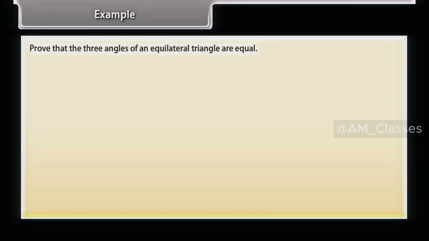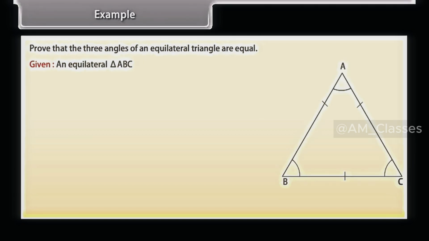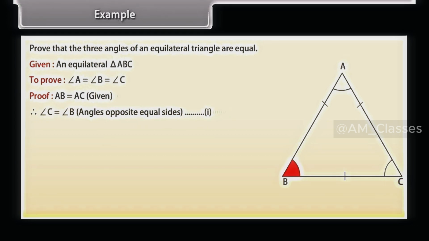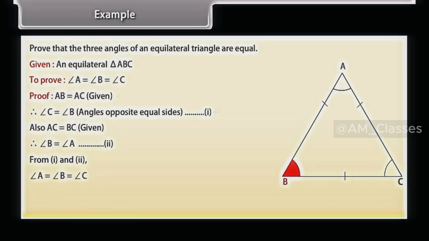Example. Prove that the three angles of an equilateral triangle are equal. Given an equilateral triangle ABC, we have to prove that angle A is equal to angle B, which equals angle C. Proof. AB is equal to AC, given. Therefore, angle C is equal to angle B because angles opposite equal sides are equal. Mark it as 1. Also, AC is equal to BC, given. Therefore, angle B is equal to angle A. Mark it as 2. From 1 and 2, angle A is equal to angle B, which is equal to angle C. Hence, the result.